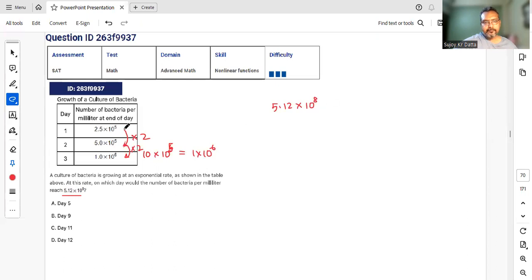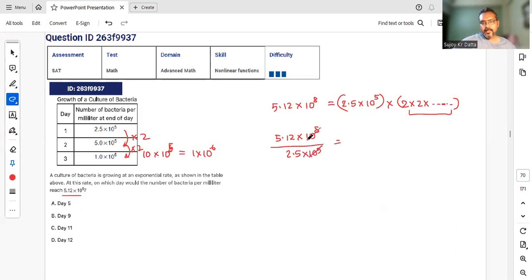I need to figure out how many 2's I must multiply 2.5 times 10 to the power 5 by. That would be the clue to my answer: how many 2's we need gives me how many days I need. So I divide 5.12 times 10 to the power 8 by 2.5 times 10 to the power 5. I have 10 cubed on this side, so that would be 5120 divided by 2.5.